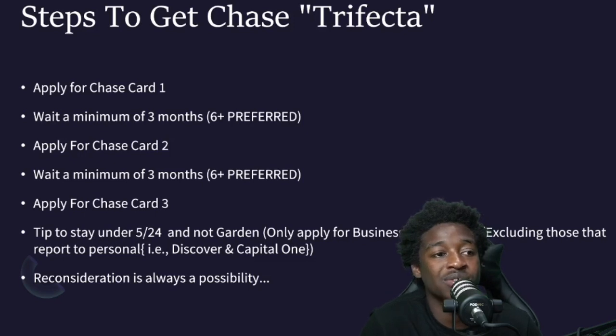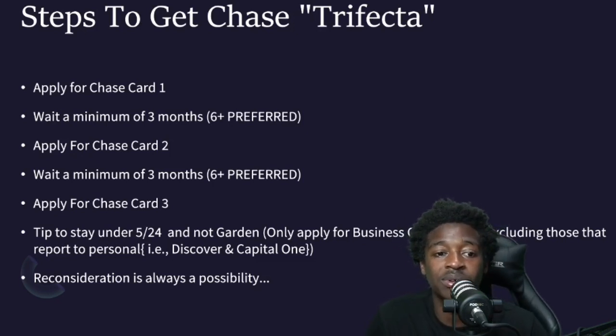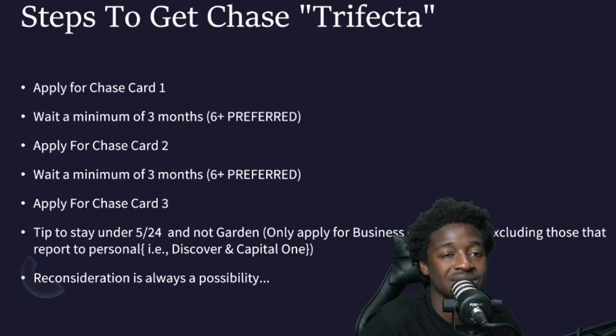Now, my tips. Remember, I told you guys I was going to give you some extra tips that are going to help you out with this process. If you want to stay under 524 and not do what is called credit gardening, which is not applying for cards in between, what you can do is apply for business cards.